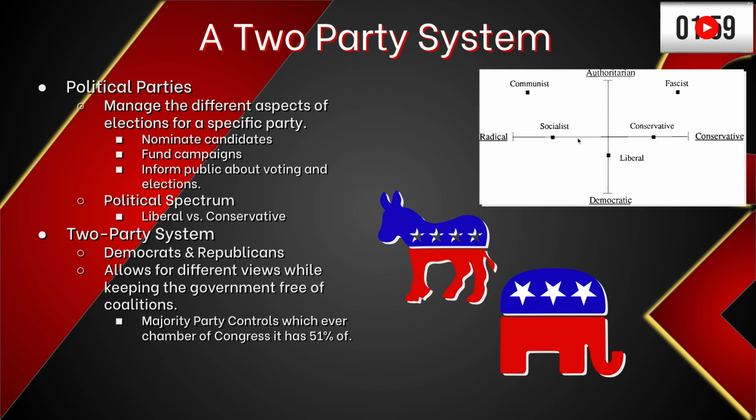But with the two-party system, this is what allows the United States to have a majority control, whether it's in Congress or even among the different branches of government, meaning that they have 51% or more. So in Congress, whether it's the House or the Senate, if either party controls 51%, they get to have control over setting the agenda, deciding what bills are going to be put forth to become law, and so forth. And that's how the two-party system works in the United States.